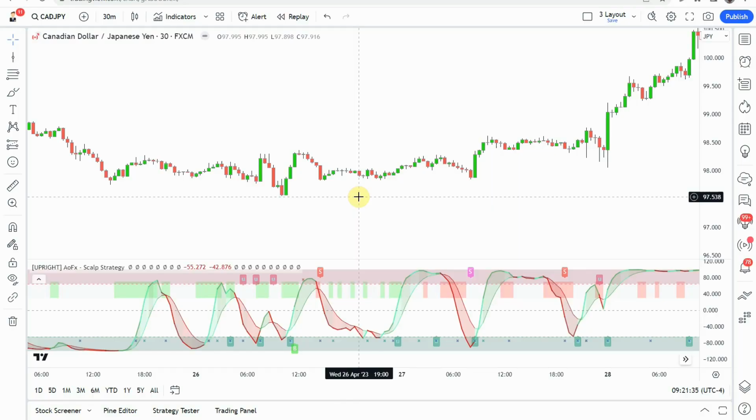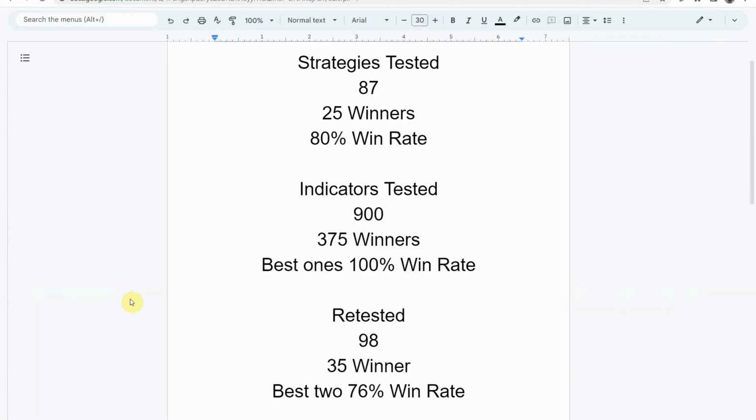Alright, as I said, today we will be testing a custom scalping indicator. Before we do though, I wanted to put the testing scoreboard up for everyone to see. So to date, we have tested a total of 87 different strategies, with 25 of them being winners. The best ones so far were able to achieve an 80% win rate. We've also tested a total of 900 indicators, with 375 of them being winners. The best ones so far were able to achieve a 100% win rate.